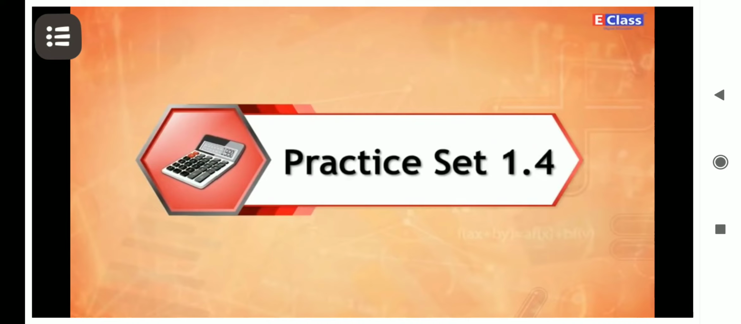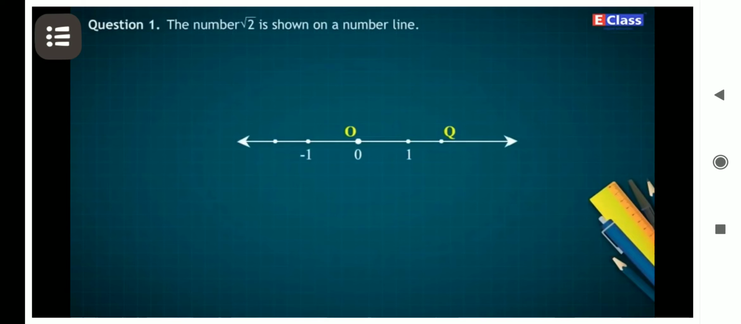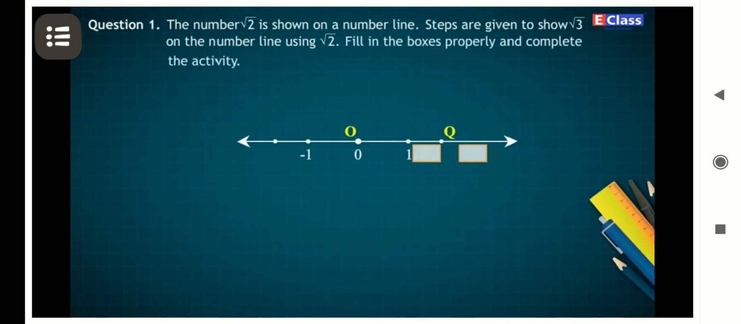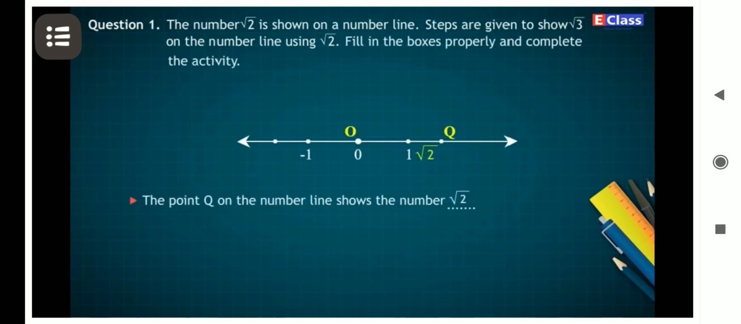Practice set 1.4. Question 1. The number square root of 2 is shown on a number line. Steps are given to show square root of 3 on the number line using the square root of 2. Fill in the boxes properly and complete the activity. The point Q on the number line shows the number square root of 2.